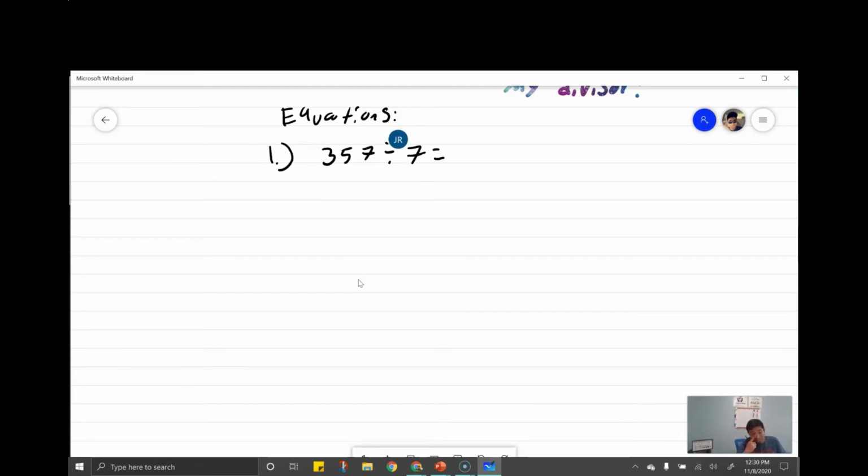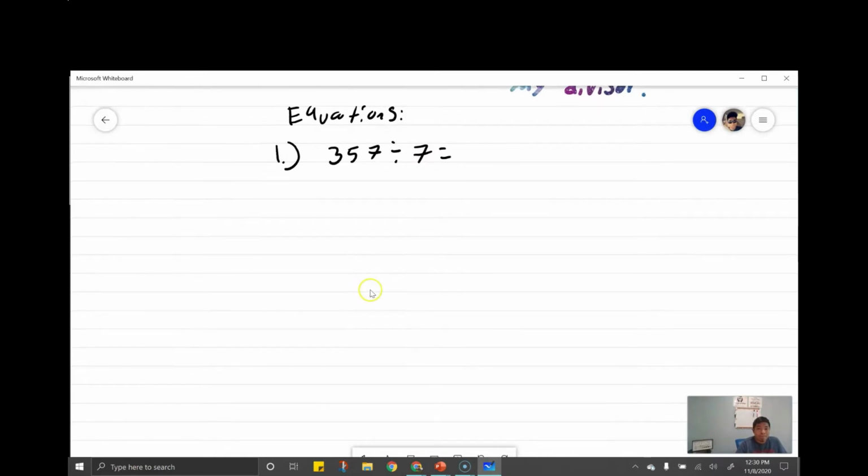Okay, that's a pretty big number. And so what we're going to do is set this up like normal, okay? So I have my little house, my little casita. I have my divisor 7, so that's outside. But instead of putting 357 in my dividend inside the house already, I'm just going to do one number, or one digit, at a time, okay?